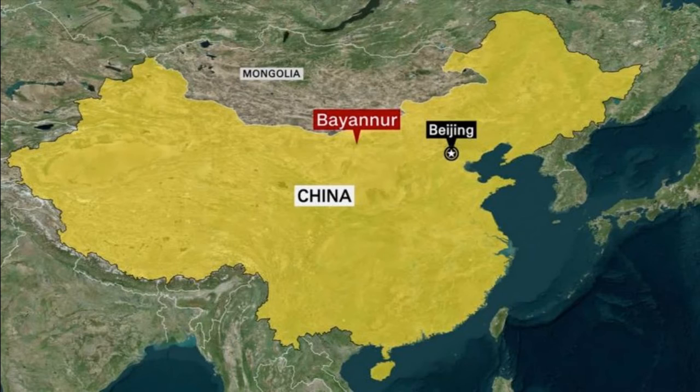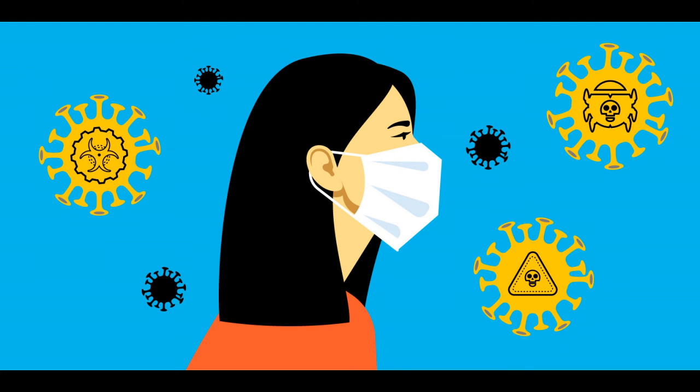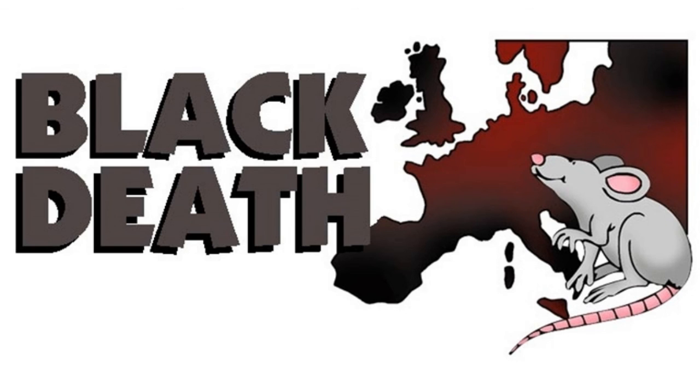Earlier on June 1, Xinhua News Agency reported that 2 people, a 27-year-old resident and his 17-year-old brother, were treated for bubonic plague at 2 separate hospitals in this western Mongolian province in China. The brothers reportedly ate marmot meat. Following this, health officials have warned people not to eat marmot meat. A total of 146 people who had contact with these 2 people have been isolated and are being closely watched by the local health authorities. In the present scenario of the global pandemic of COVID-19, nobody wants a second outbreak.